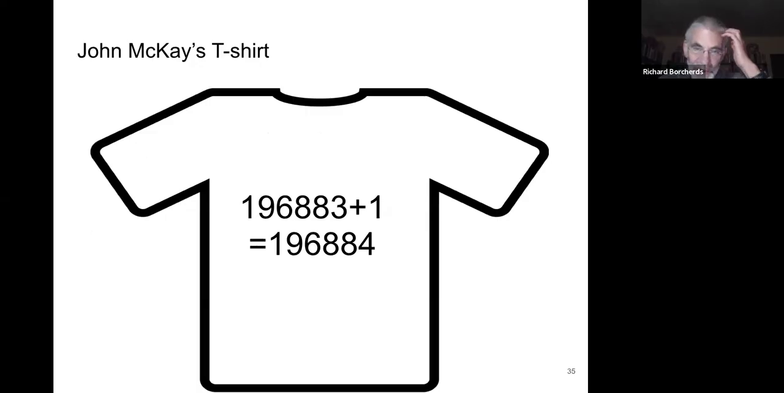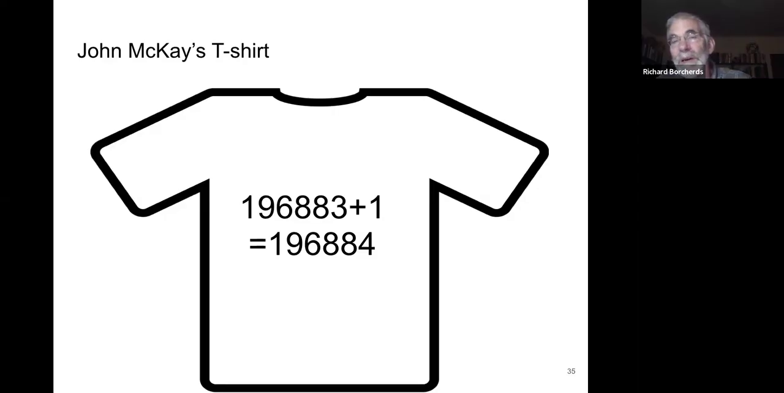Next, we move on to moonshine, and we will start with John McKay's T-shirt. So John McKay discovered this amazing fact that 196883 plus 1 is 196884, and he had a T-shirt made with this that he was so pleased about it. And now I want to explain why he was so excited about this.